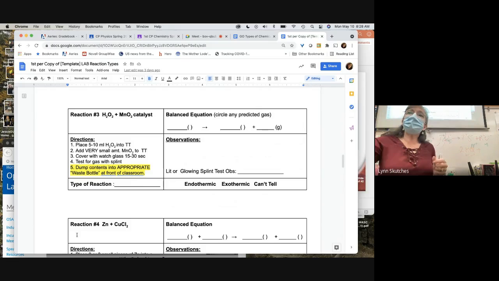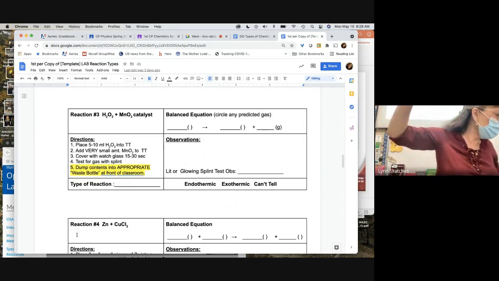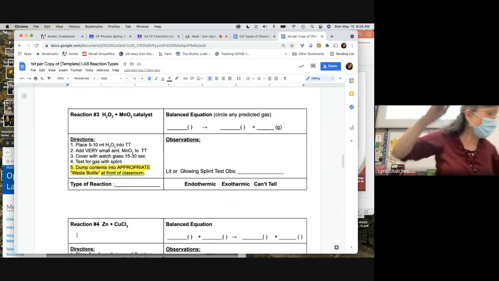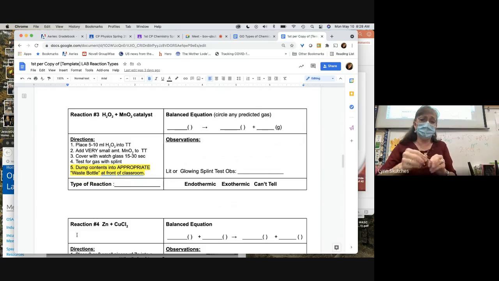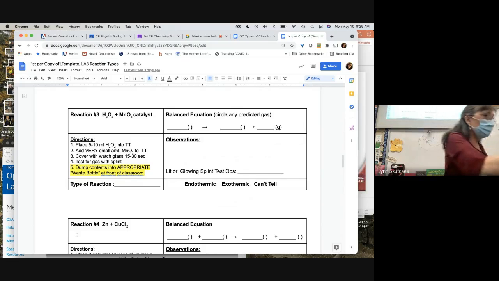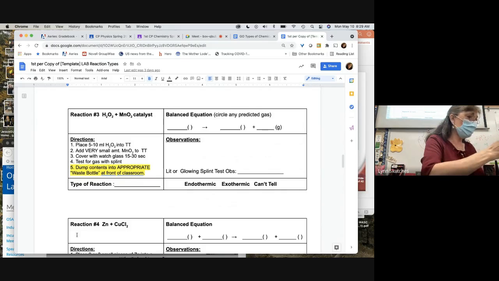And then this little vial has manganese dioxide in it. It's a little black powder. And this is the catalyst. Remember, catalysts speed things up, but they don't get incorporated into the product. Use a clean splint as a little shovel. Okay, you do not need much. Hardly any of this stuff is needed. Just barely get some on there. Put that into the test tube with the hydrogen peroxide.